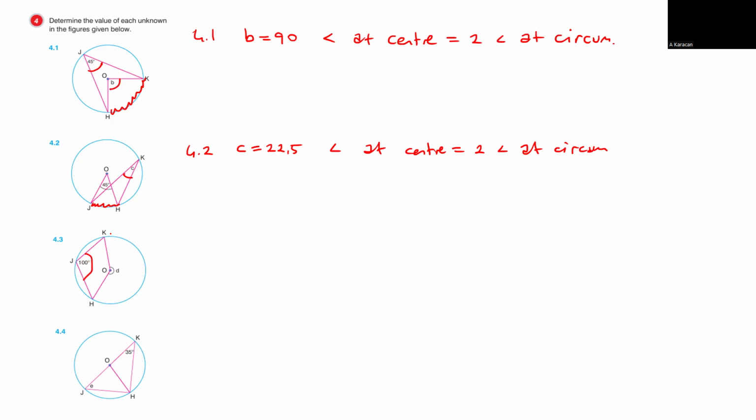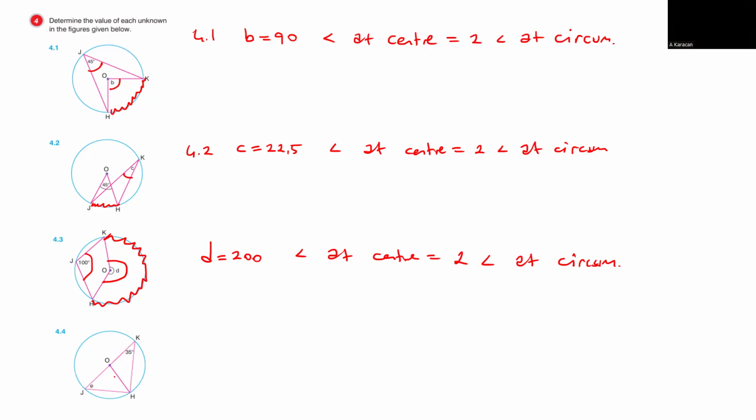Hundred is subtended by major arc KH. D is also subtended by the major arc. So therefore, D is equal to 200. Angle at center is equal to 2 times angle at circumference. 4.4.